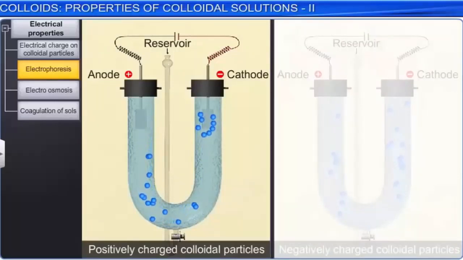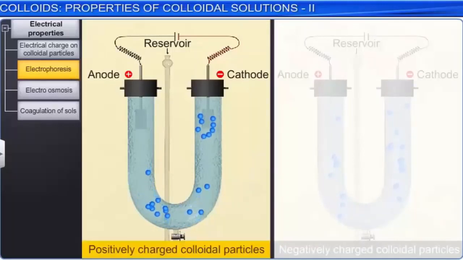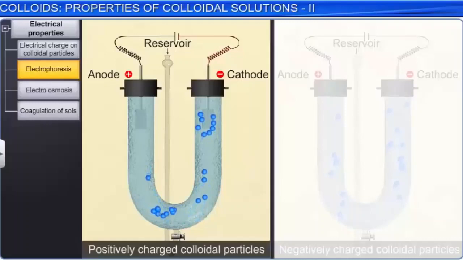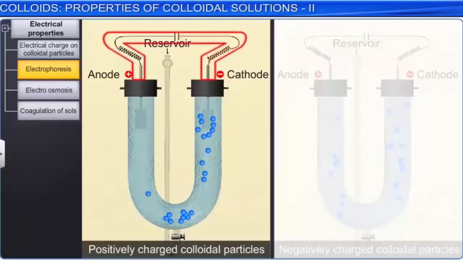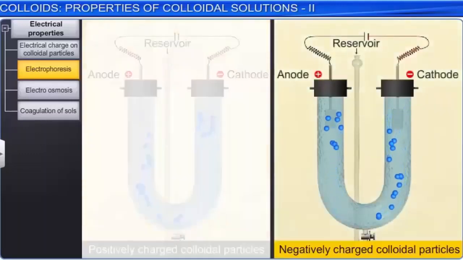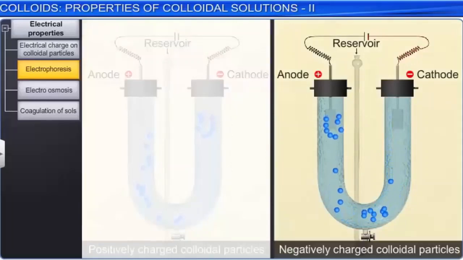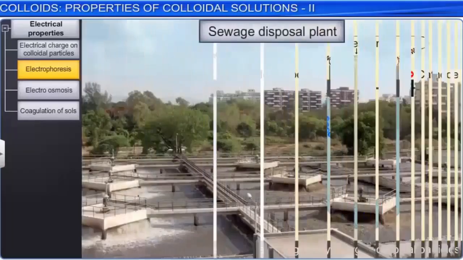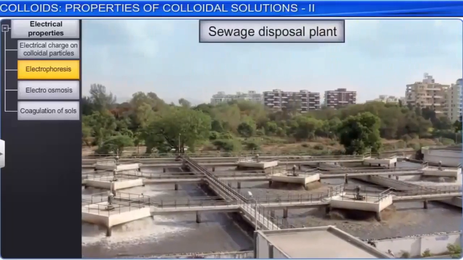If the colloidal particles carry a positive charge, then they move towards the cathode when subjected to an electrical field, while negatively charged colloidal particles move towards the anode. An important application of electrophoresis is in sewage disposal.